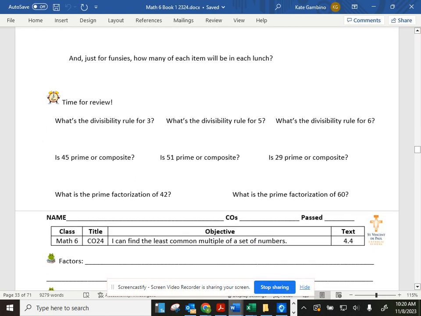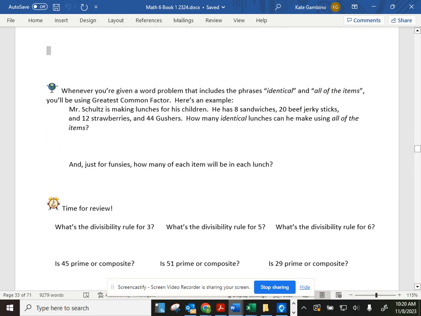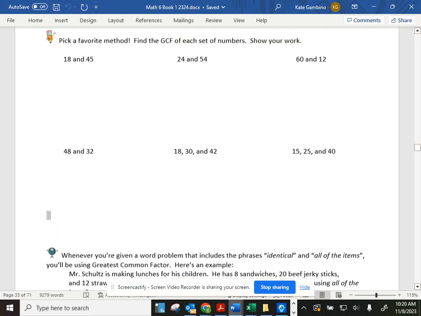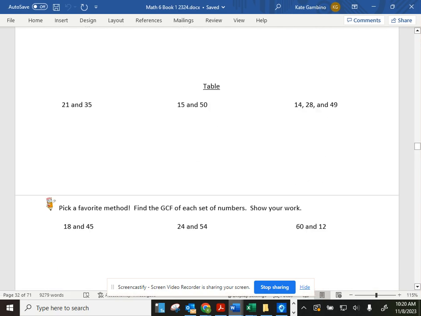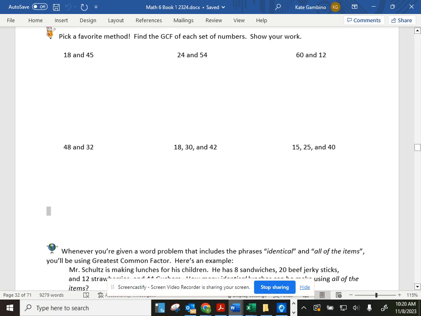And then do the review at the bottom. Any questions on today's assignment? Make sure you list all of the factor buddies for these last 2 that we didn't do. Then pick which method you want to do, the prime factorization, the listing, or the table. Find the greatest common factor, show your work, and then do the word problem, finding the greatest common factor of those 4 foods.